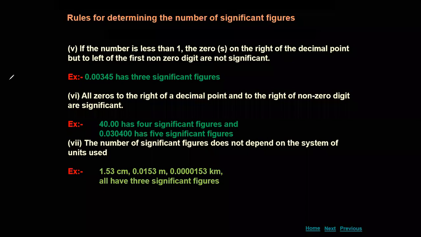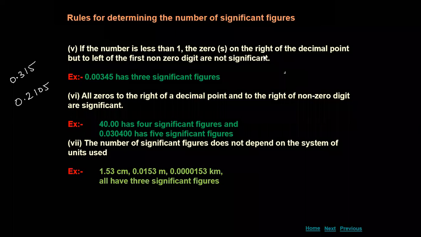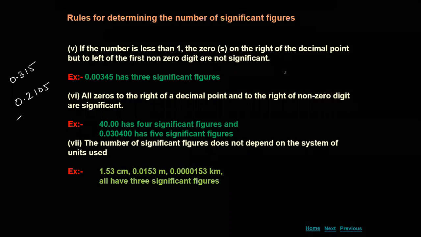Maleha, you just unmute and answer me. 0.315. How many significant figures are there? 3. 0.2105. How many significant figures are there? 4. Right. Why are we considering 0 as significant here? It is between two non-zero digits. Okay.